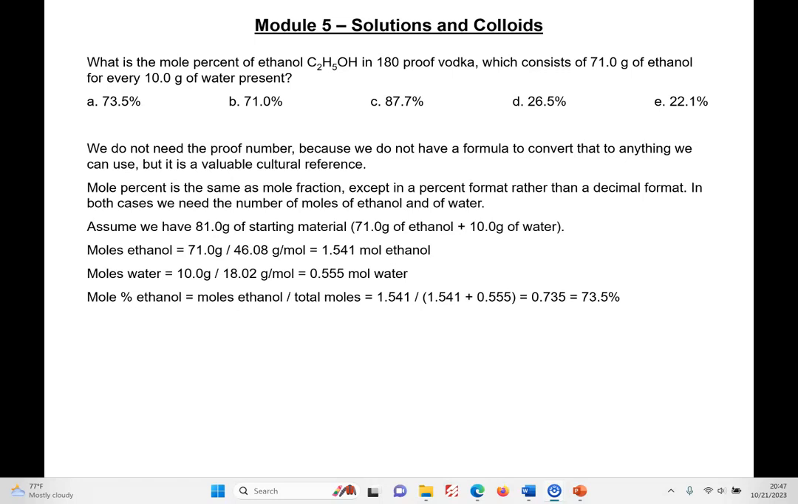We're just going to multiply by 100 at the end, so we get a percent instead of a decimal number. So we take the moles of ethanol, which is 1.541, divided by the total amount of all the moles, which would be 1.541 plus 0.555, that number comes out to be 0.735. We convert that to a percent by multiplying by 100, get 73.5%. So our answer is A.